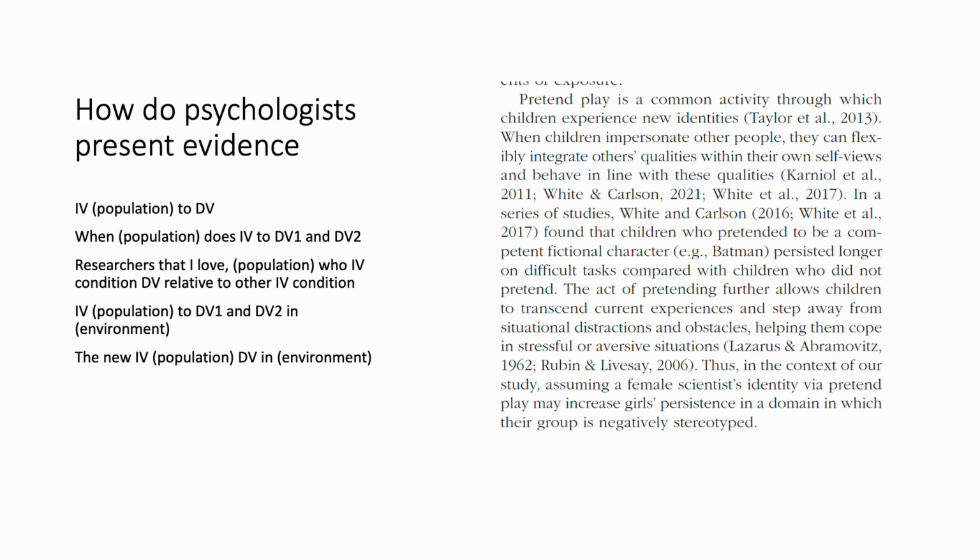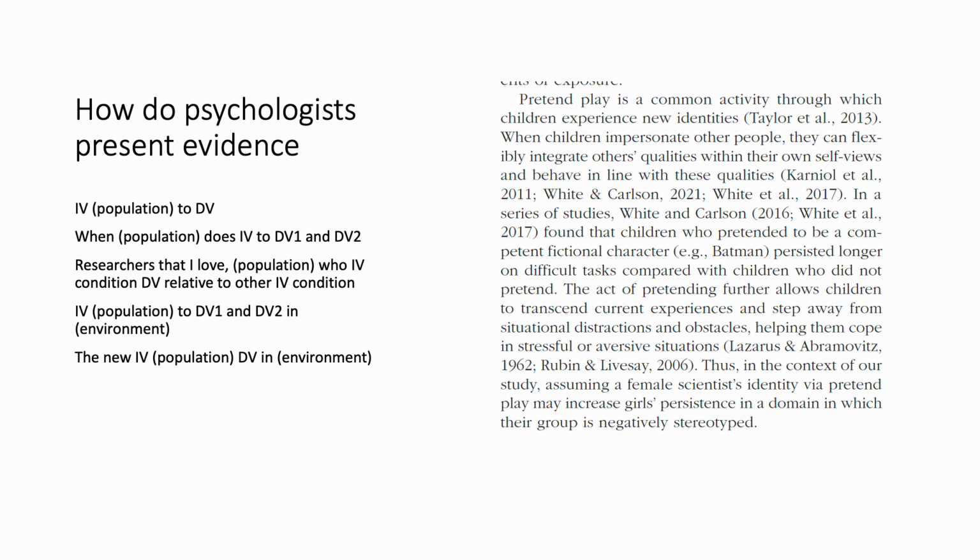Now, I'm not reading all these sentences to you like last time. I'm going to let you read it. You can pause and read in between my sentences, okay? The first sentence just says the IV for this specific population leads to changes in the DV, right? That's all it does. The second sentence: when this specific population does the IV, it leads to changes in DV1 and DV2. The third sentence: researchers that I admire, when examining this population who experience this IV condition, have this DV experience relative to the other IV condition.